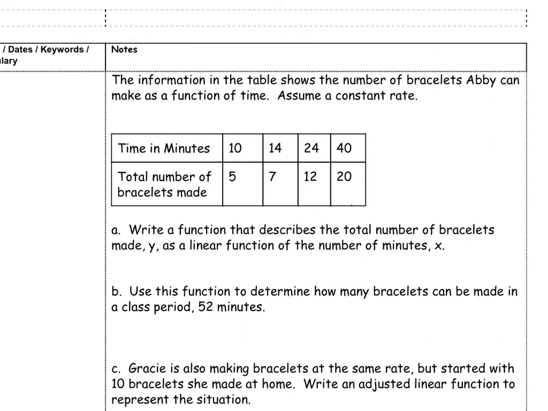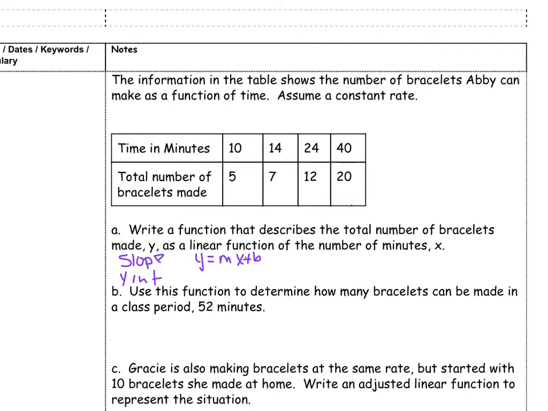All right, next problem. This table shows the number of bracelets Abby can make as a function of time. So how many bracelets can she make as a function of time? We're supposed to assume a constant rate. So write a function, and again, that function just means the equation that describes the total number of bracelets made as a function of the minutes. So we have to find two things when we are writing a function or an equation. We have to find the slope and the y-intercept, just like every other time we've written one of these.